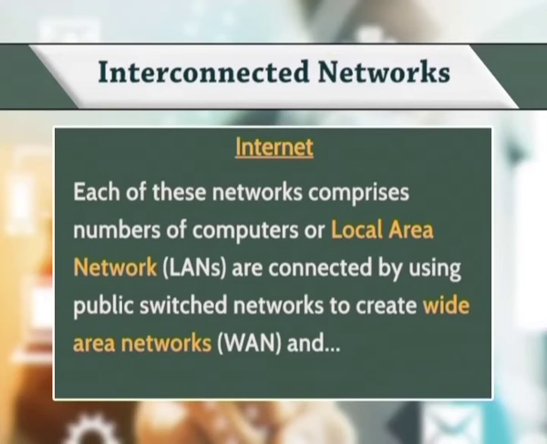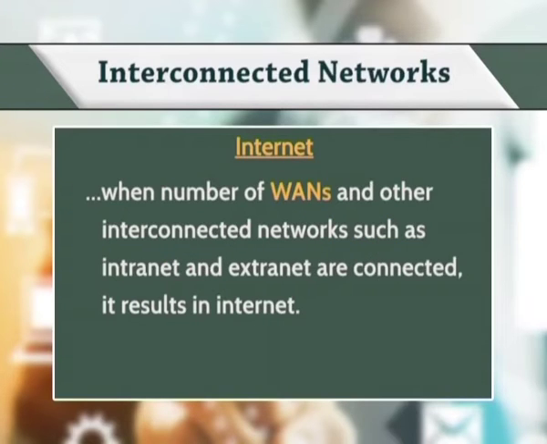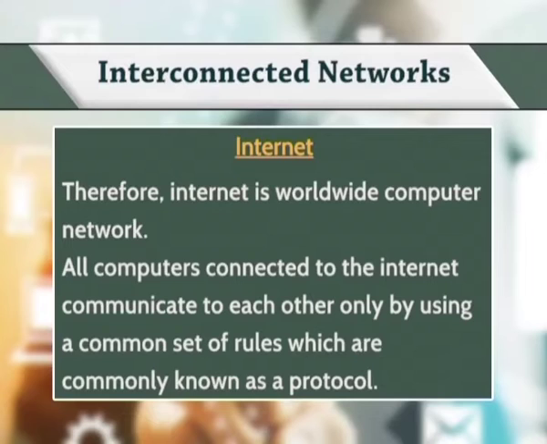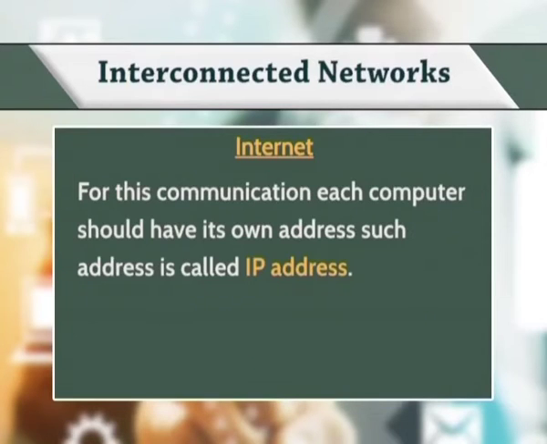Each of these networks comprises a number of computers or local area networks connected by using public switched networks to create wide area networks. When a number of WANs and other interconnected networks such as intranet and extranet are connected, it results in the internet. Therefore, the internet is a worldwide computer network. All computers connected to the internet communicate with each other only by using a common set of rules, commonly known as a protocol. For this communication, each computer should have its own address, called an IP address.